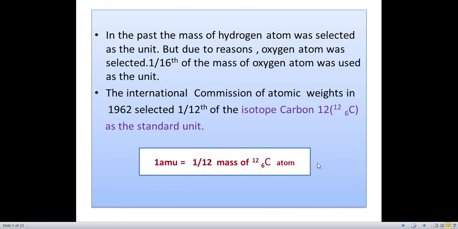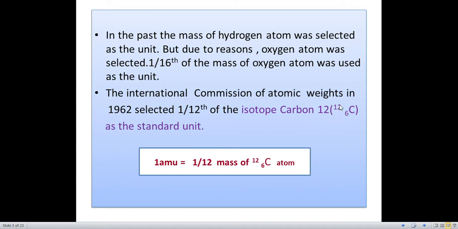In the past, the mass of the hydrogen atom was selected as the unit, but due to some reasons, the oxygen atom was selected. 1/16 of the mass of an oxygen atom was used as the unit. Later, 1/12 of the mass of the carbon atom was selected. The International Commission of Atomic Weights in 1962 selected 1/12 of the isotope carbon-12 as the standard unit.